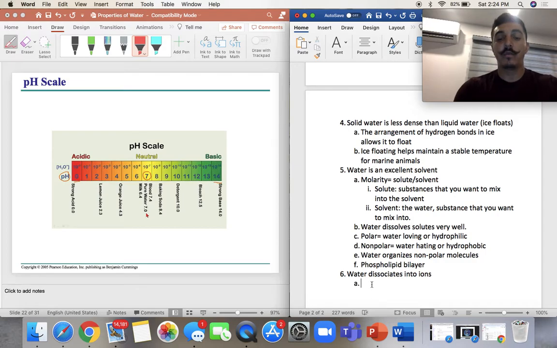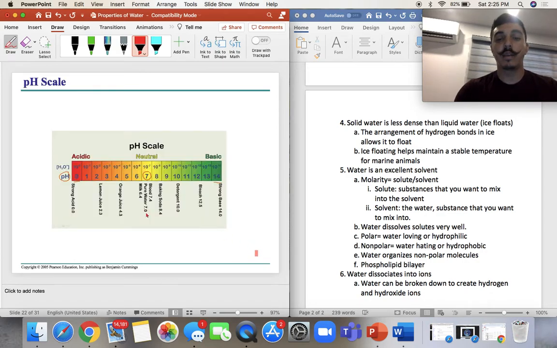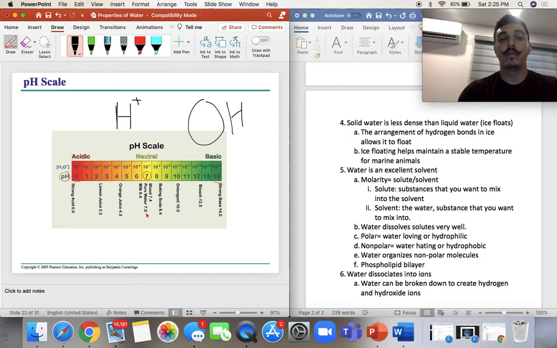Okay, so let's write down a couple of things in here. Water can be broken down to create hydrogen and hydroxide ions. I'm going to do a little bit of drawing because it's easier to explain. I don't have my iPad, but I'm going to draw. So when you have an H plus, that's a hydrogen ion, and we have an OH minus, that's a hydroxide ion. So hydrogen, hydroxide, like oxygen, hydroxide ion, okay?